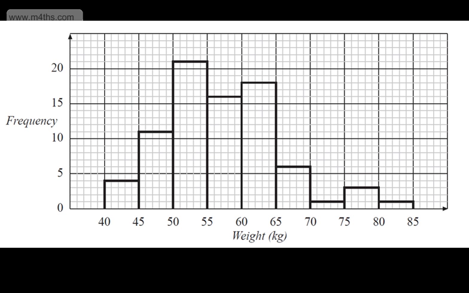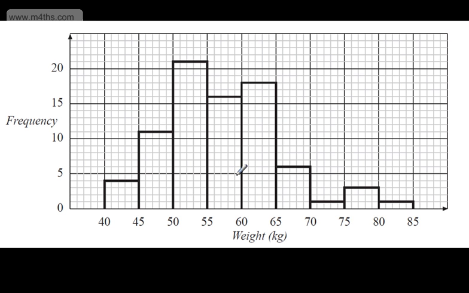In this video, we're going to look at histograms with unequal class intervals. We use histograms for continuous grouped data. We've got a picture of a histogram here. This one has equal class intervals, so we can see that each of these intervals is 5 kilograms. When that's the case, we'll have frequency along the vertical axis or the y-axis.